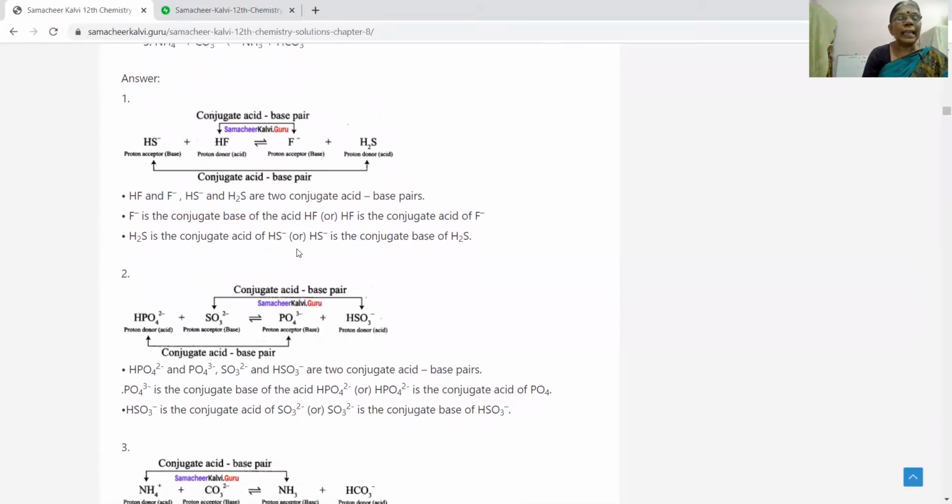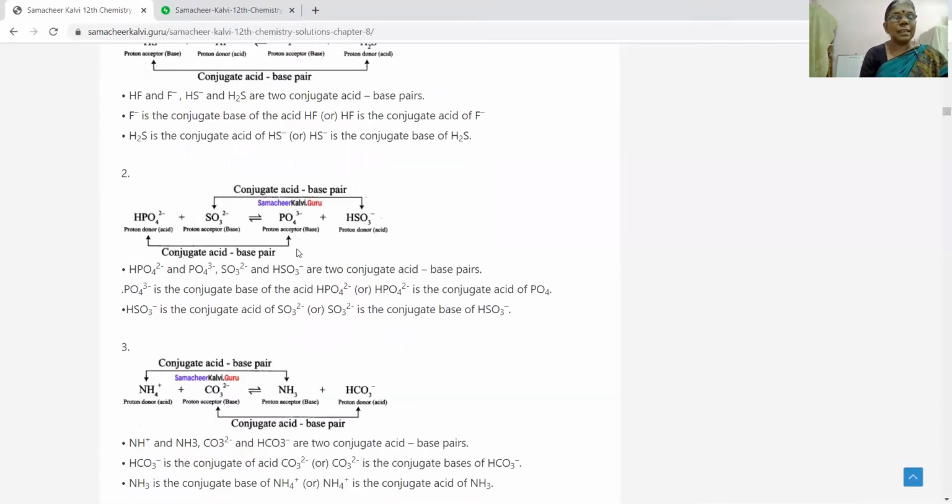In this one, HS- and H2S differ by one hydrogen ion. So that is called a conjugate acid and base pair. And next one is HF and the fluoride ion, those two also differ by only one hydrogen. So that is also called a conjugate acid and base pair. Like the same in the second reaction, HPO4 2- and PO4 3- is a conjugate acid and base pair.